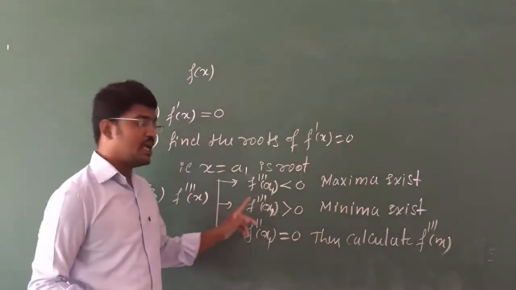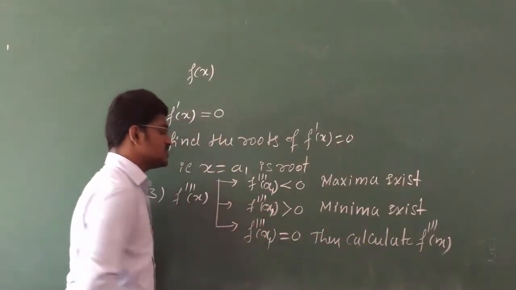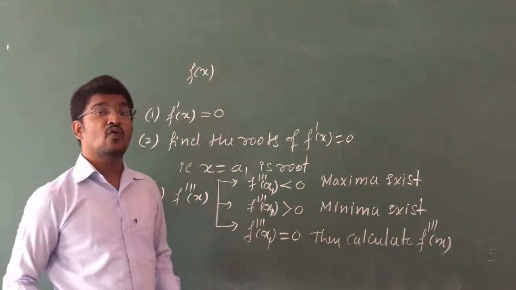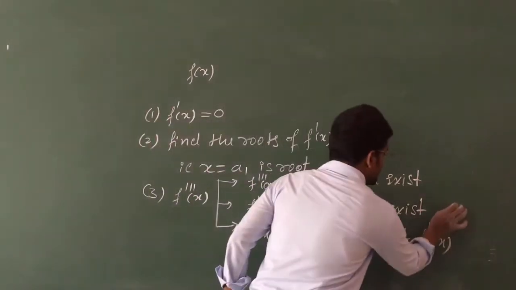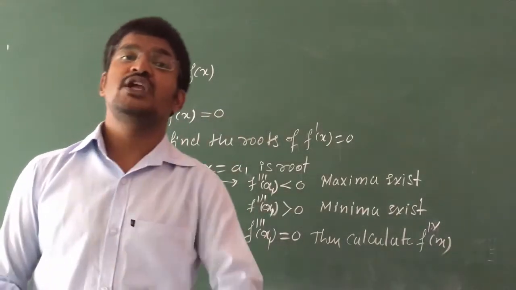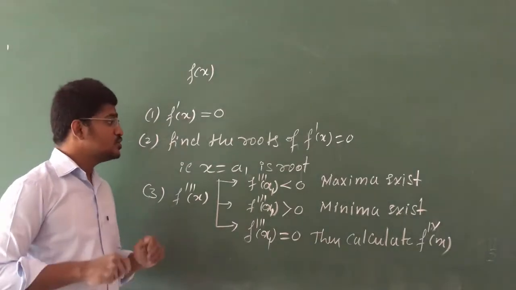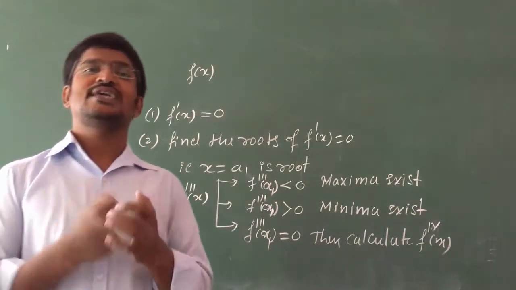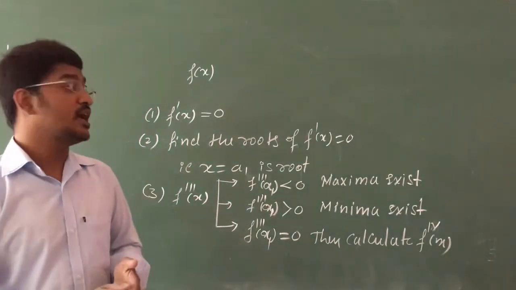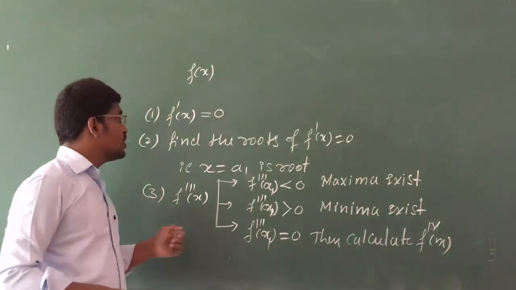F triple dash of a2 greater than 0, minima exist. F triple dash of a1 equal to 0, then you have to calculate f fourth derivative of the given function. So like this you have to go on calculating unless and until you get maximum and minimum. Clear? So this is how we have to calculate.